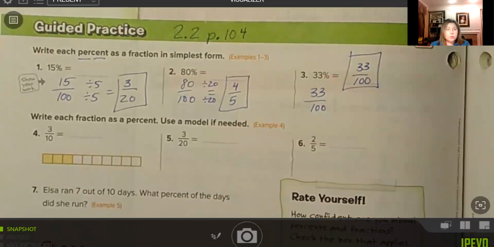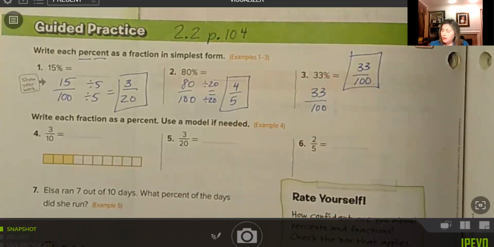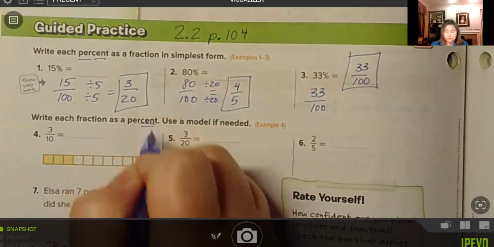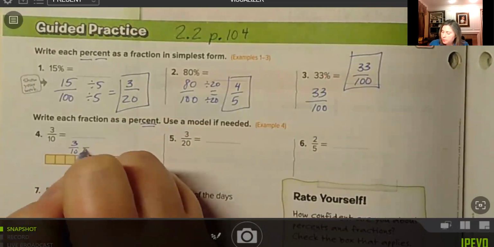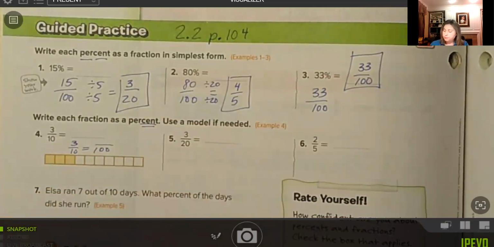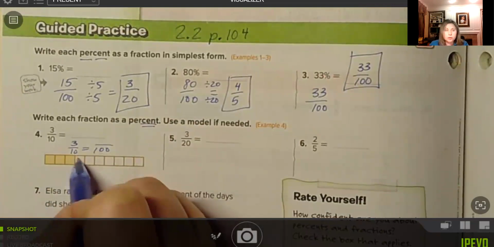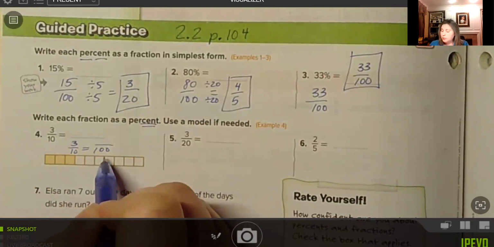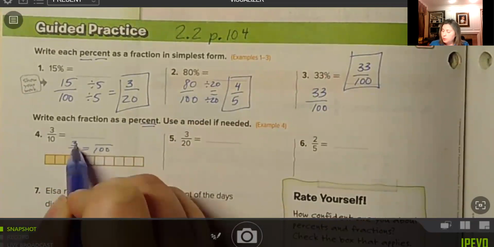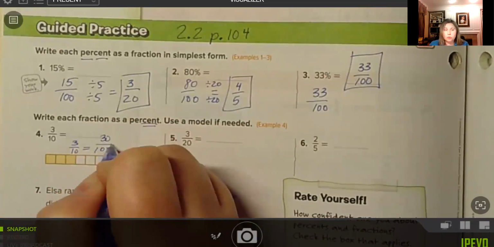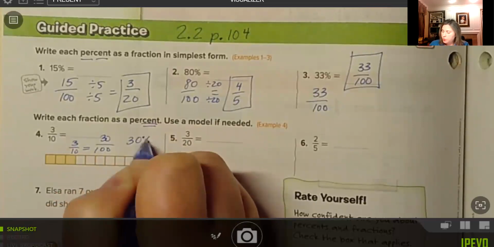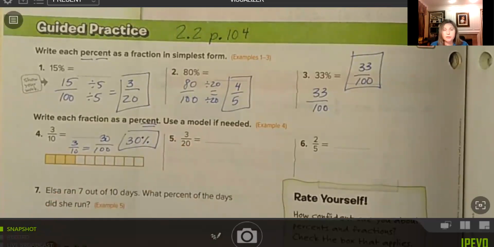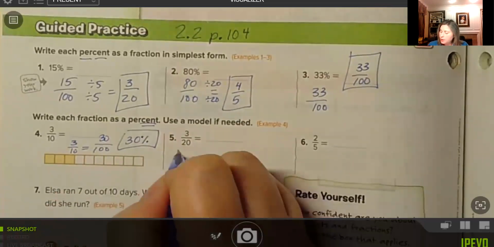Numbers 4 through 6. Write each fraction as a percent. Use a model if needed. So we want to scale these up so that they have a denominator of 100. We have 3/10. We can scale that up to hundredths. To get from 10 to 100, we multiply by 10. So we do the same thing to our numerator. 3 times 10 will give us 30. So that's 30 over 100, which is 30 per 100, or 30%.